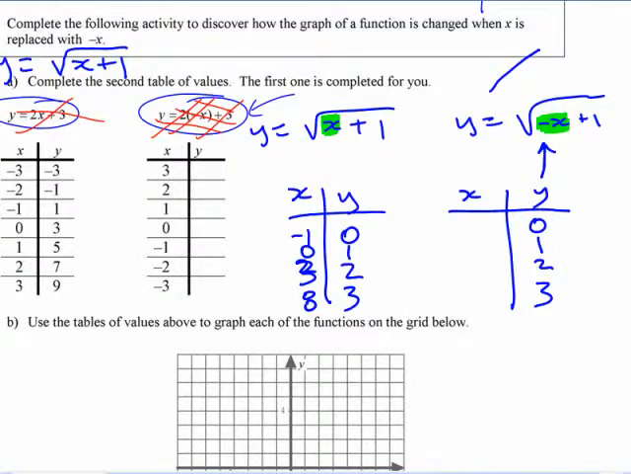Only now I have a negative in front of the x. What's the first thing I'm going to do when I pick numbers for x? Over here, the first thing I did was add 1, then do the square root. Here I have to do one additional thing first. What do I have to do first? Multiply by negative 1. If I want to end up with the same values, what numbers should I pick over here? If the first thing I'm going to do is multiply by negative 1, or switch the sign, if I want to end up with 0, I can't start with negative 1. I've got to start with 1.